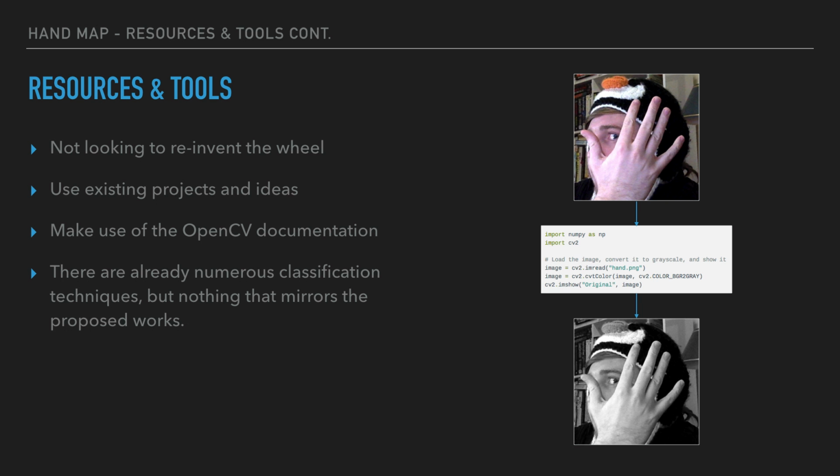The reason why I've picked some of these libraries is because I'm not looking to reinvent the wheel. There are already existing projects that I'm going to be adding on and using, basically building them like Lego blocks into my final project. I'll also be able to make use of the OpenCV documentation, and there are already numerous classification techniques, but nothing that mirrors my proposed solution exactly.